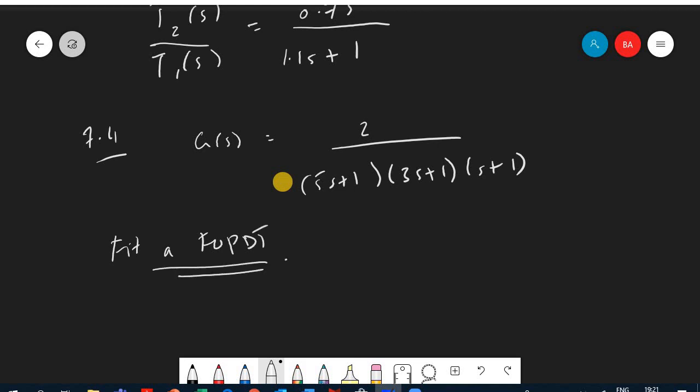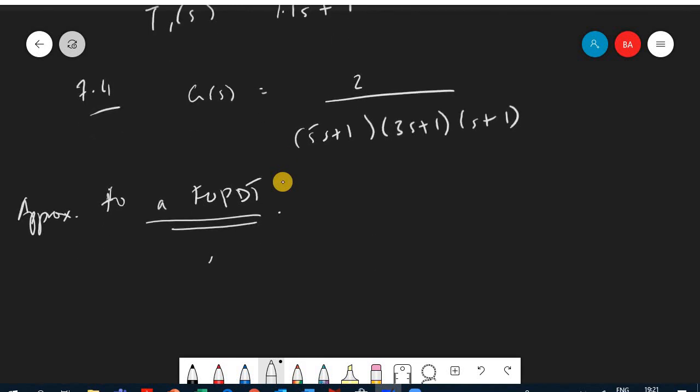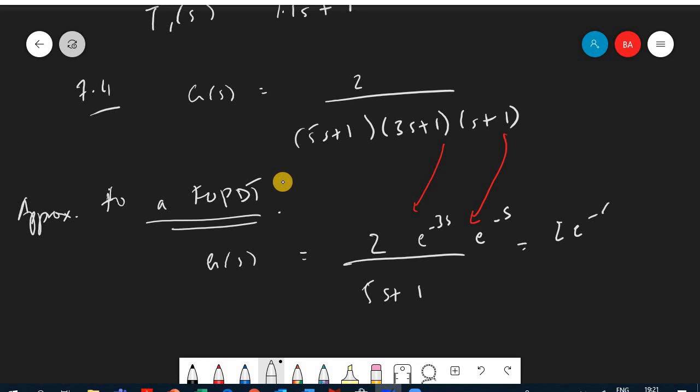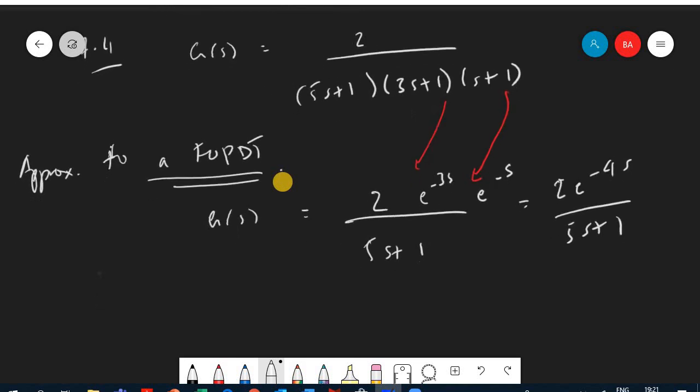well, it's not a fitting, we are approximating, all right? We are approximating to a first order plus time delay, and that will be as simple as doing this. So that will be g of s is equal to, we keep the largest one down there, and we can take the other two parts as e to the power minus 3s and e to the power minus s, and this will be 2 e to the power minus 4s over 5s plus 1. So that is using the Taylor series method, right?